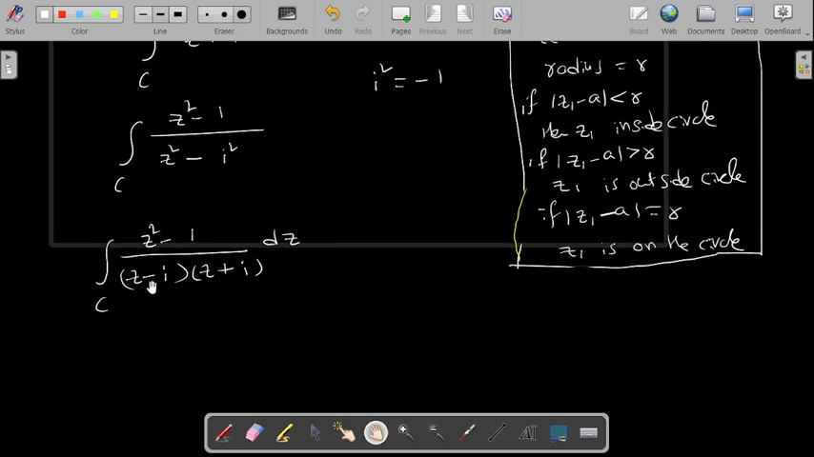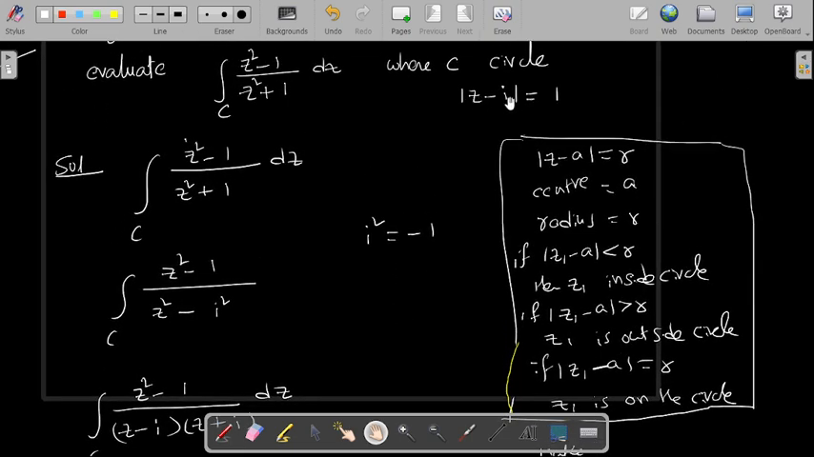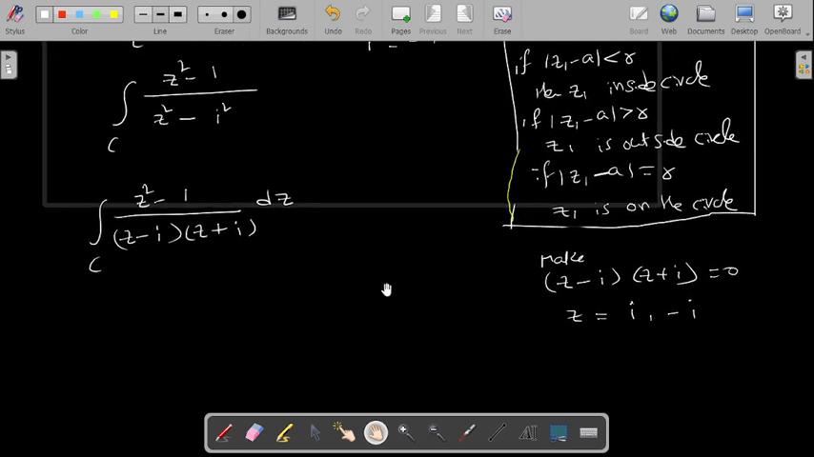Now the poles, the points in the denominator, are i and minus i. Whether they are inside or outside the circle, we have to see. That means make (z minus i) into (z plus i) equal to 0, so z equals i, minus i. Now you have to check whether i and minus i are inside or outside the circle. Our circle is mod z minus i equal to 1, so we calculate mod z minus i.